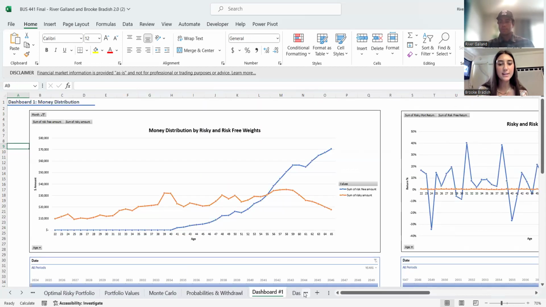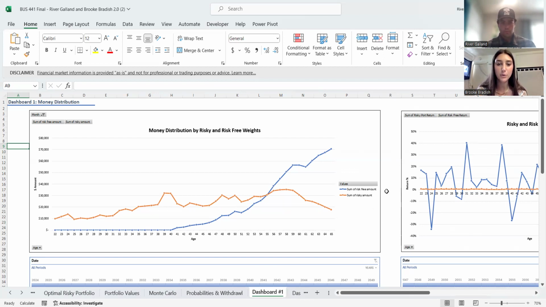So based on our findings, we organized our information into 3 dashboards. This first dashboard is based off of the money distribution. And this first chart that you see right here, we have money distribution by risky and risk-free weights.